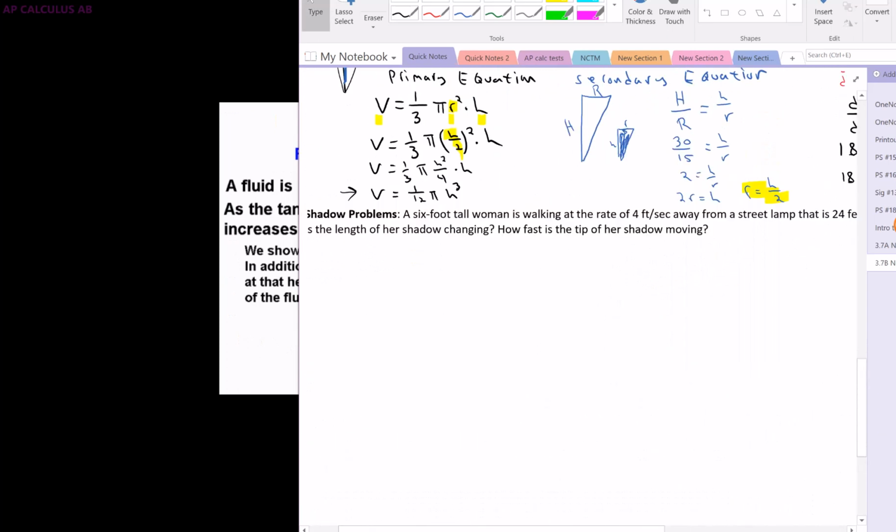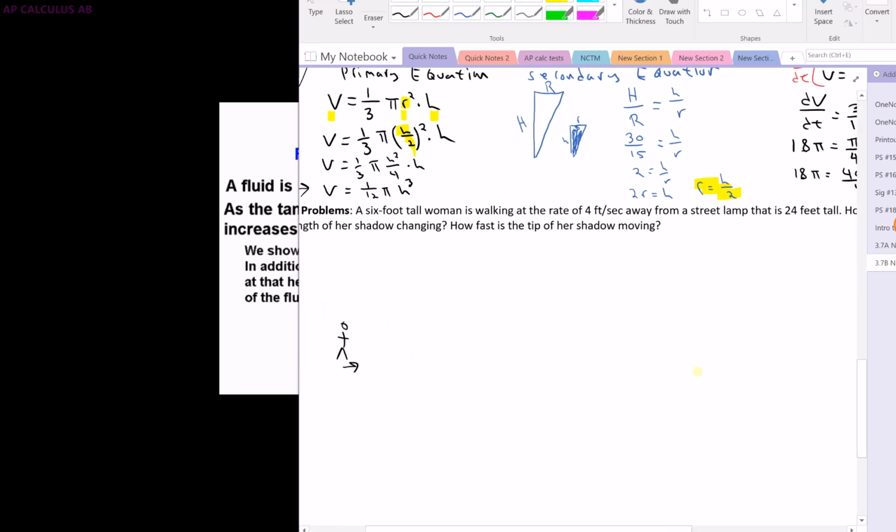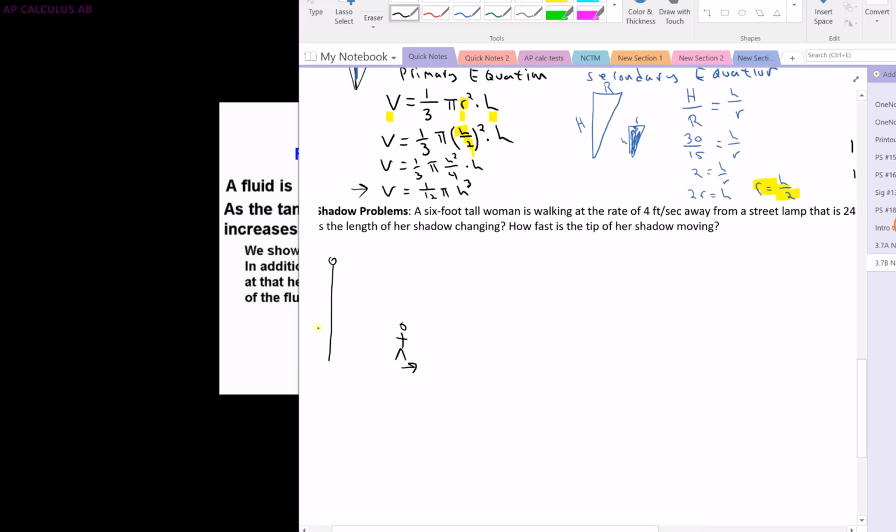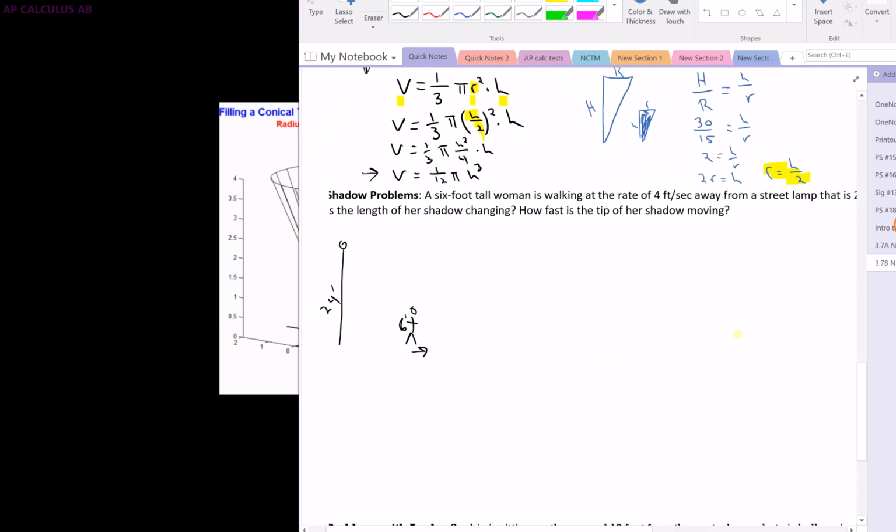Another one. All right. A 6-foot tall woman is walking at the rate of 4 feet per second away from a street lamp. So we're going to draw a little street lamp over here. And then there's some woman here who's walking away. She's walking that way. The street lamp is 24 feet tall. The woman is 6 feet tall. How fast is the length of her shadow changing? And then it also asks how fast is the tip of her shadow moving.